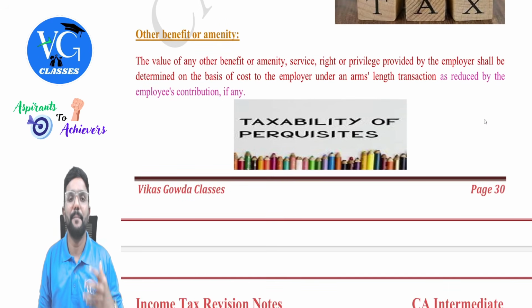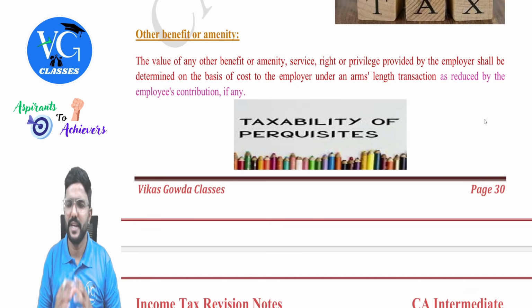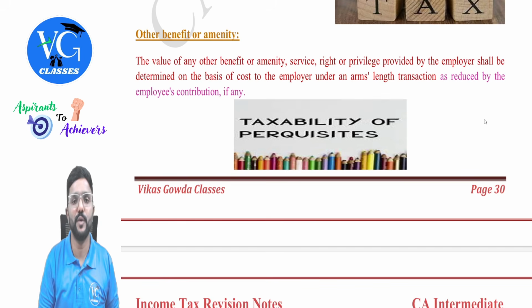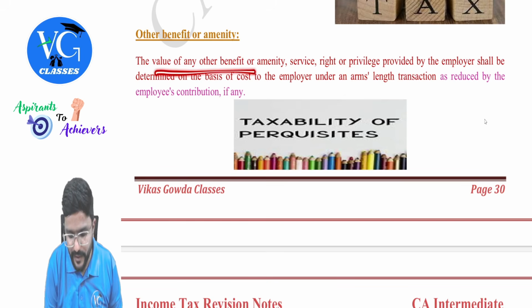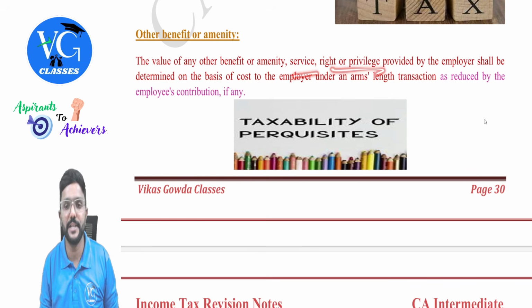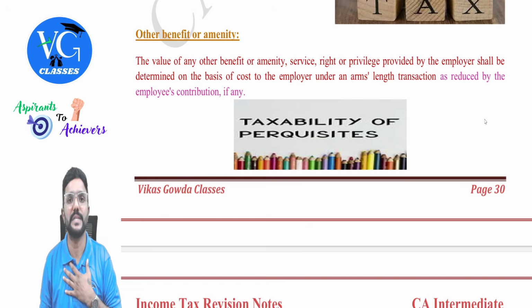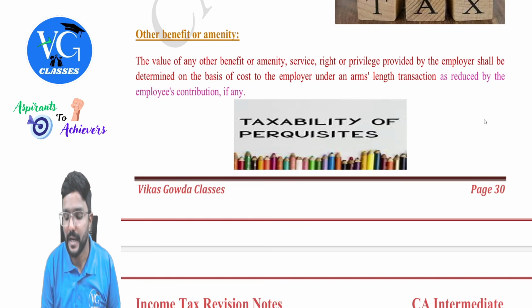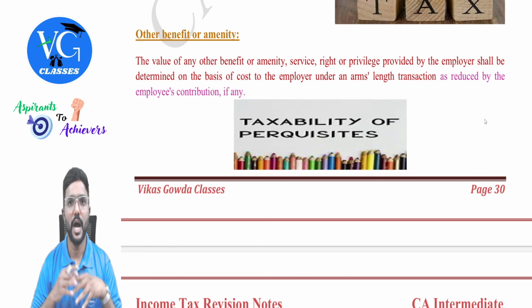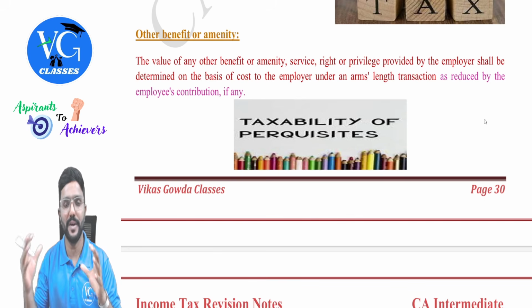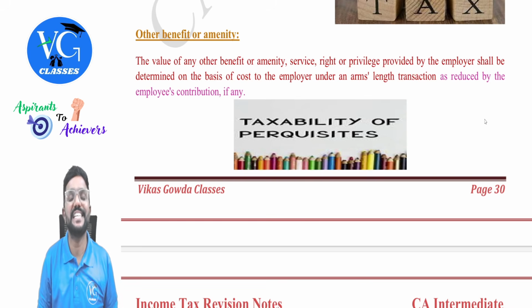Then if any other benefit or amenity is provided which we have not covered above, so there can be any other benefit which is provided by the employer to employee. In such case, we need to see what is the value of that benefit, service, right or privilege provided by the employer. That would be the value of perquisite in the hands of employee, which is calculated as per arm's length transaction. Arm's length transaction means when two unknown parties engage in a transaction without one influencing the other, at what price will they enter into a transaction? That is actually called as arm's length price. So that value will be taxable as perquisite in the hands of employee, guys. Got it? Yes, sir. Fine.